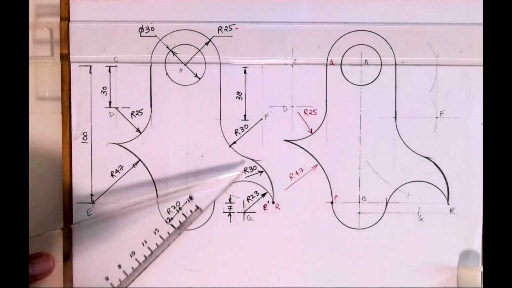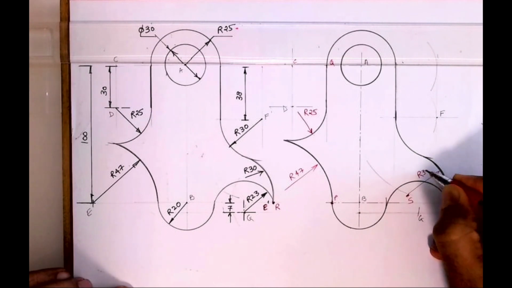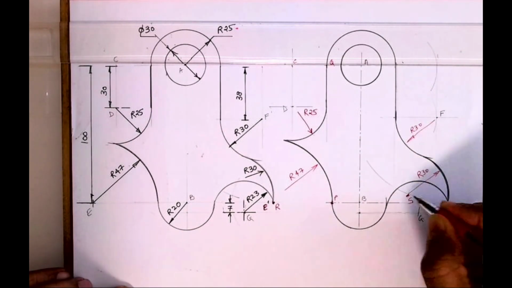So here, this point is S, the intersection. From there we are taking radius 30. So I hope all of you have understood this sum.